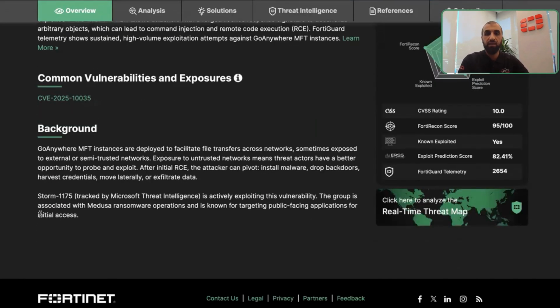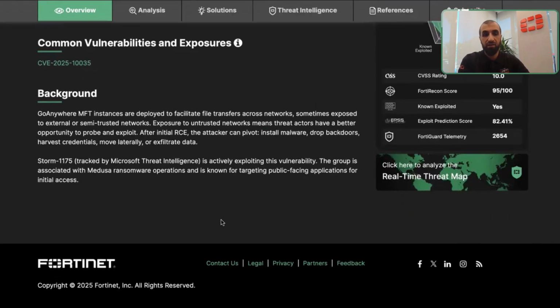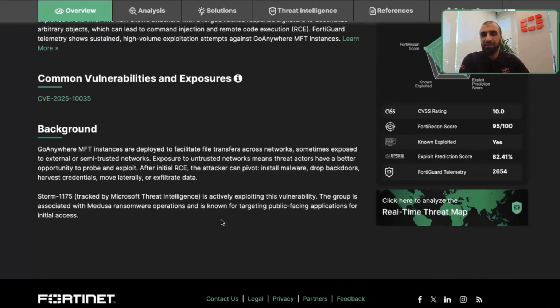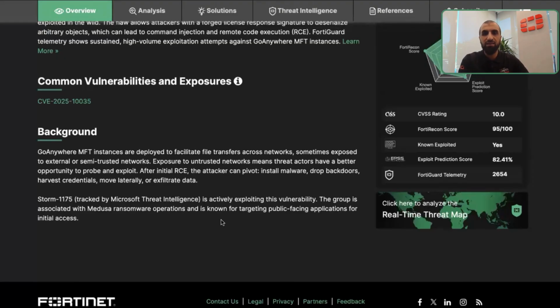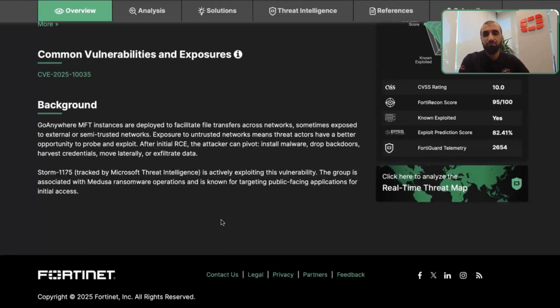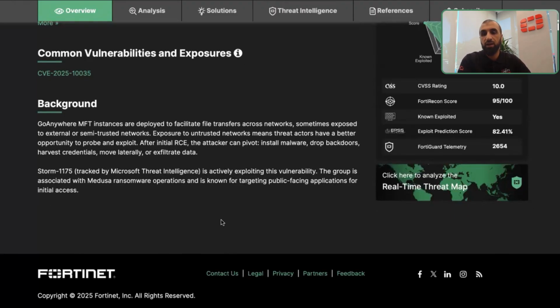Basically, GoAnywhere MFT is a tool that many businesses rely on for secure file transfers. But a serious vulnerability has been discovered, and cybercriminals are not wasting any time. This is not something theoretical. It's something that is happening right now. Attackers are leveraging this weakness to gain initial access to sensitive networks, which can lead to different kinds of attacks like data theft or ransomware, and even significant business disruptions. If your organization uses GoAnywhere MFT, you need to take this very seriously.